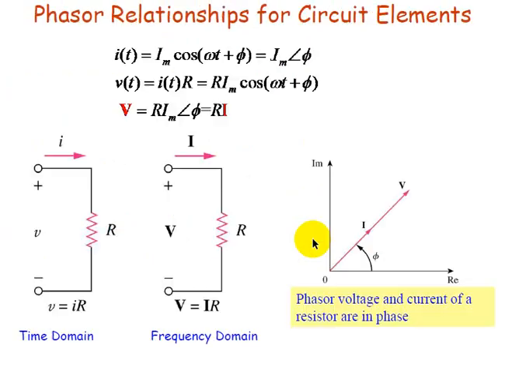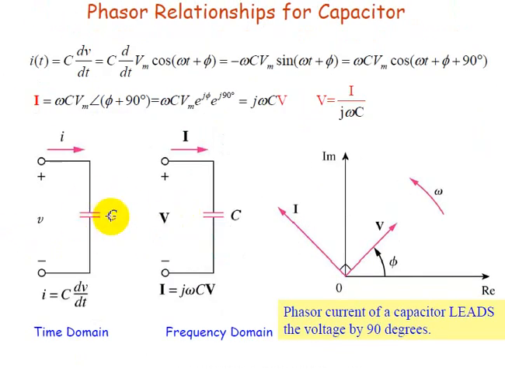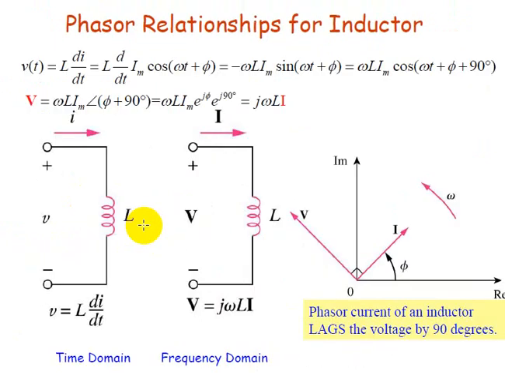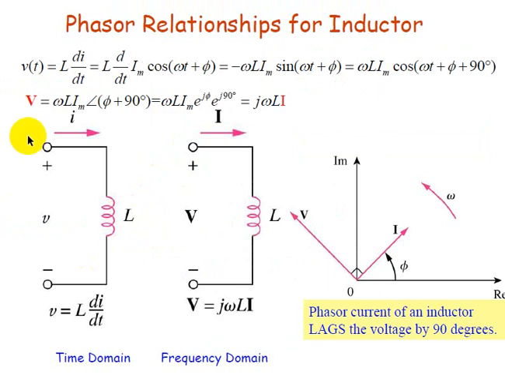Resistor, inductor, and capacitor. These three are the basic AC circuit elements, and their measure is impedance. We call it impedance. Impedance basically represents how much current is opposed by this element while AC is applied to this element.